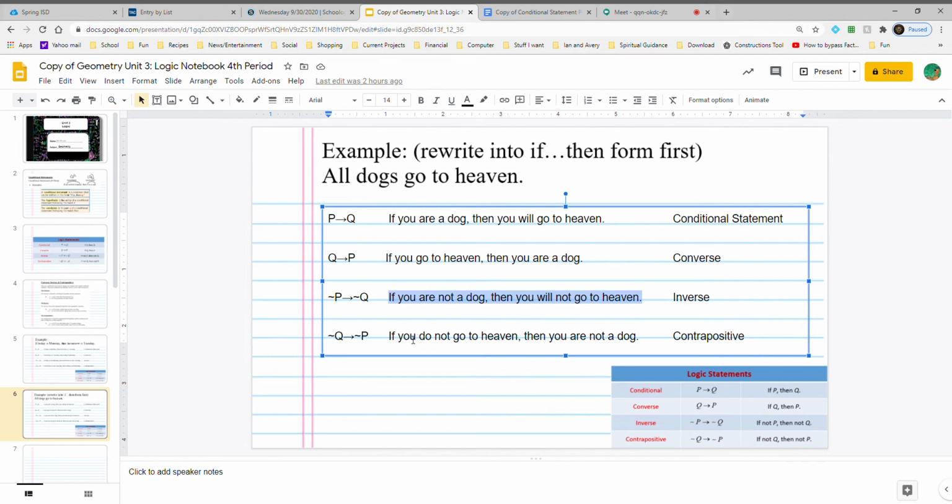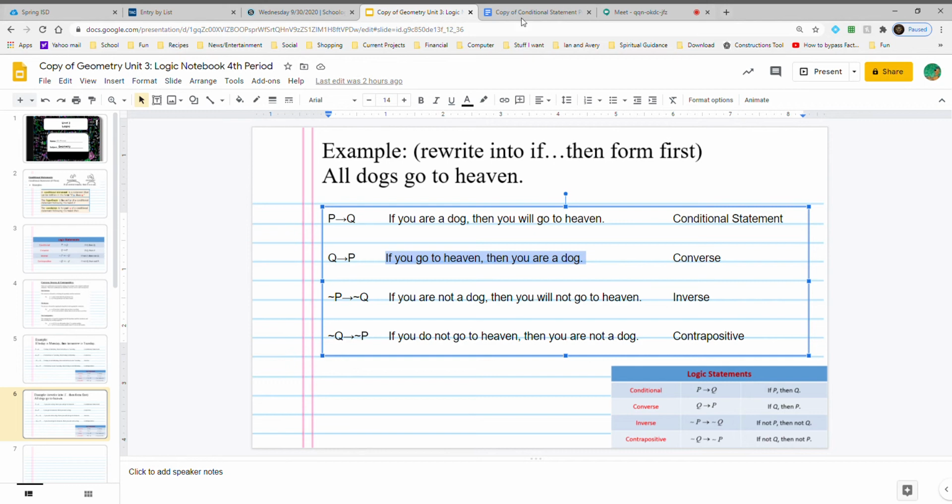And then finally, this last one, you're supposed to start with this one and then flip it and then make them the opposite. But we've already flipped it right here. So just bring that down, and instead of if you go to heaven, it should say if you do not go to heaven. And instead of then you are a dog, it should say then you are not a dog. Okay, and that is it for conditional statements.